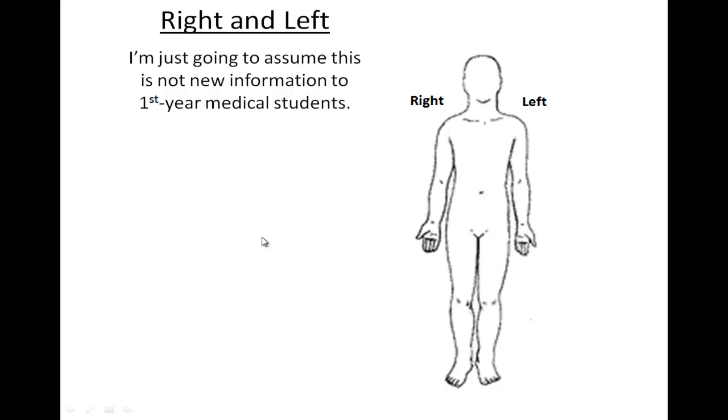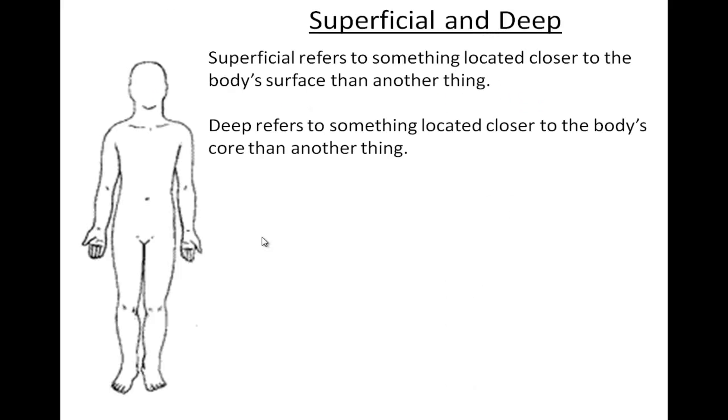Alright, the body also has a right and a left side, and since you're all college graduates and presumably third grade graduates, I'm going to assume that this is not a big deal, and we can take right and left as understood. Next up, we have superficial and deep. Now, superficial strictly refers to something that's closer to the body's surface than something else, whereas deep means something is much closer to the body's core, the center section of the body, than something else.